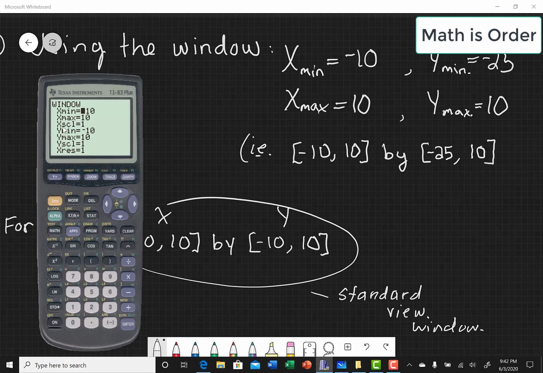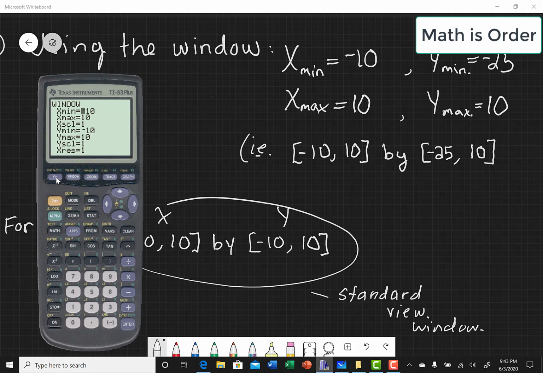Now, this XSCL means what are you counting by on the x-axis? So here we're counting by ones. And then Y min -10, Y max 10, and then Y scale is the increments on the Y axis, right? I'm not sure what X res is, but I don't think it has that much significance. All right, so here is the standard viewing window, and let's go ahead now and enter in that equation.